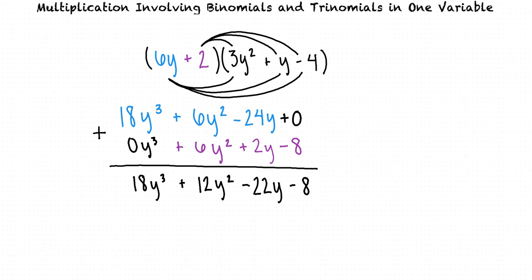This tells us that when we multiply the binomial 6y plus 2 times the trinomial 3y squared plus y minus 4, the resulting polynomial is 18y cubed plus 12y squared minus 22y minus 8. Wow, that makes everything much more organized. Can we try another example?